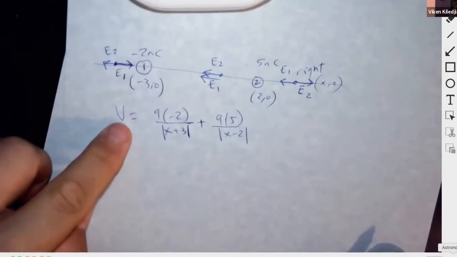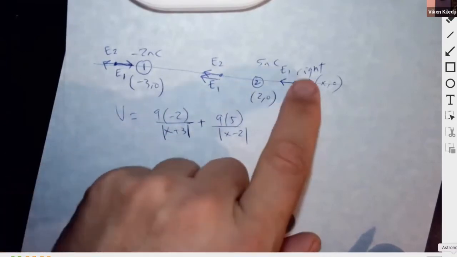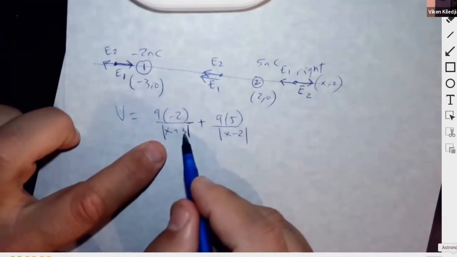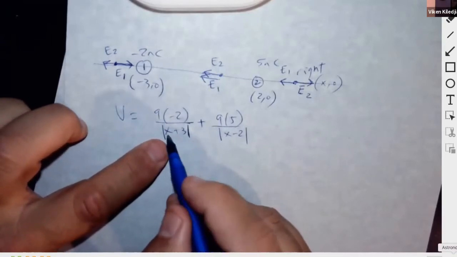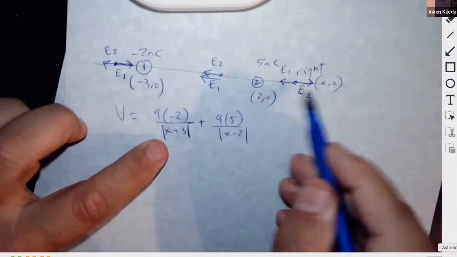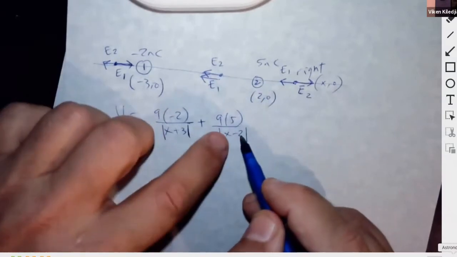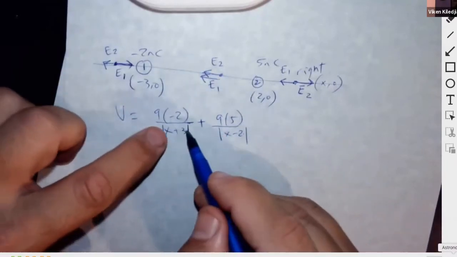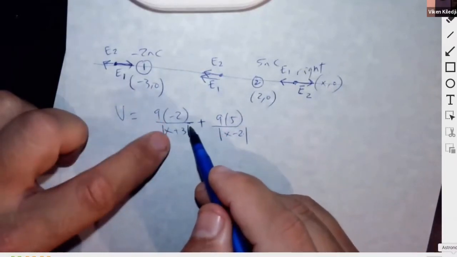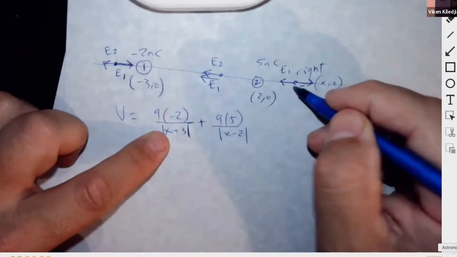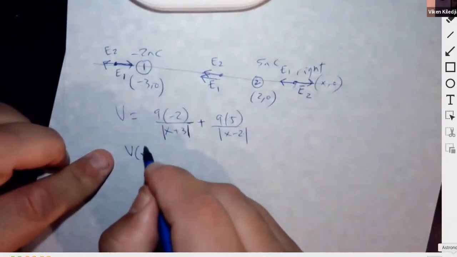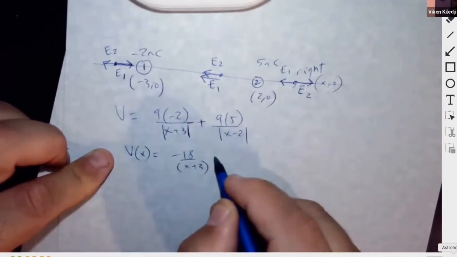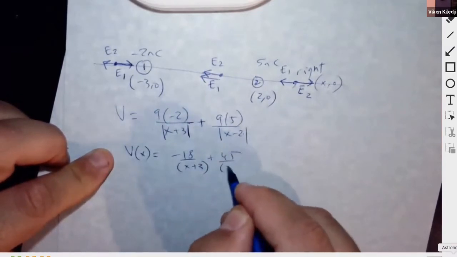Okay, so how would we approach this from a voltage point of view? If I'm on the right side, what does this equation become? We can get rid of the absolute value signs because I'm greater than 2. So the absolute value of x minus 2 turns into x minus 2, and the absolute value of x plus 3 turns into x plus 3 if I'm all the way in the right region. So the general equation for the voltage becomes negative 18 over x plus 3, plus 45 over x minus 2.